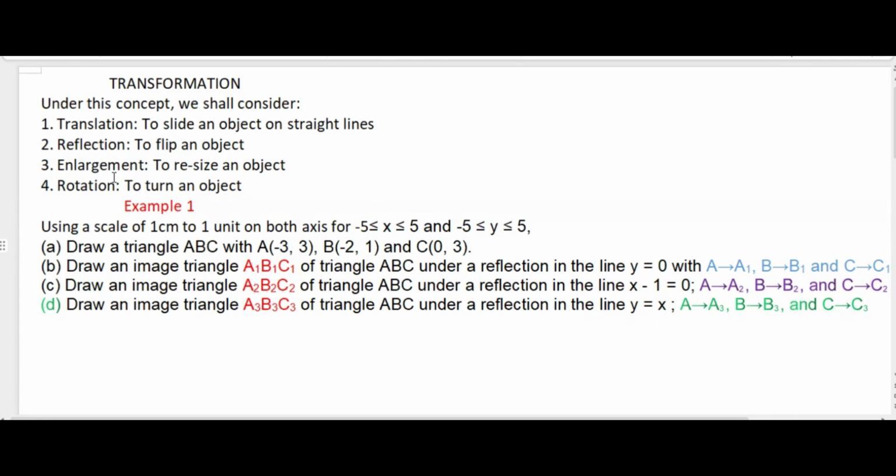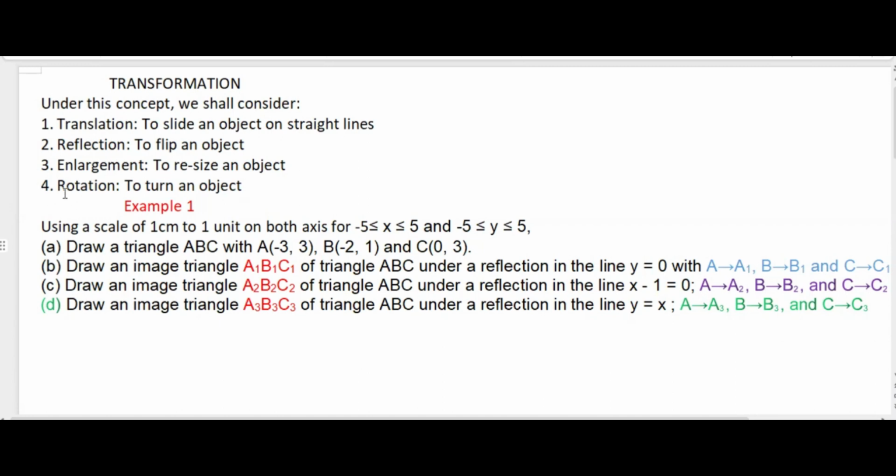So enlargement. Enlargement in this sense does not connote what we have under language. Under language, when you enlarge something, you make it bigger. But under mathematics, enlargement means to resize something. That is, you may resize something to make it bigger, or resize something to make it smaller, depending on the ratio or what we call scale factor that you use to enlarge.